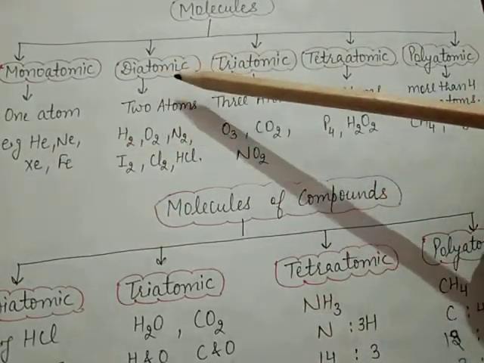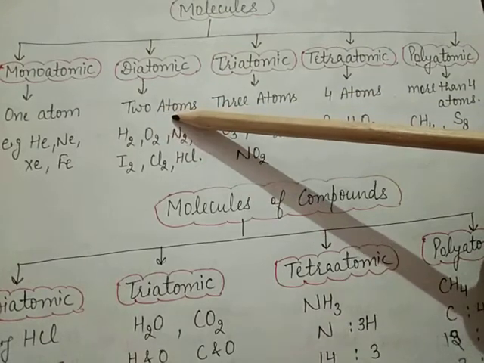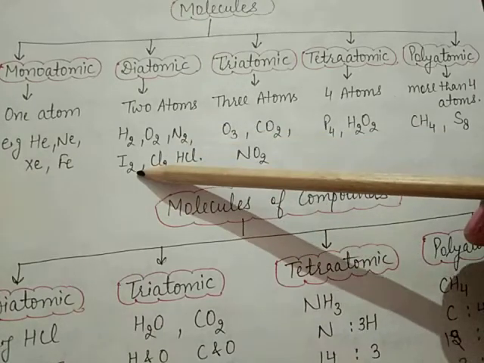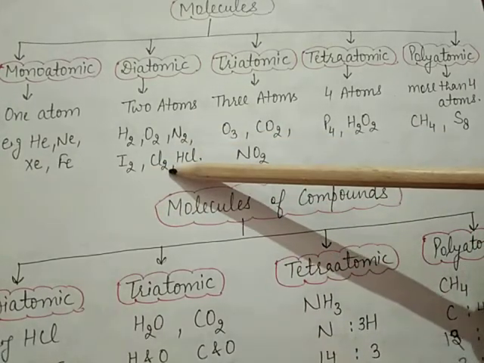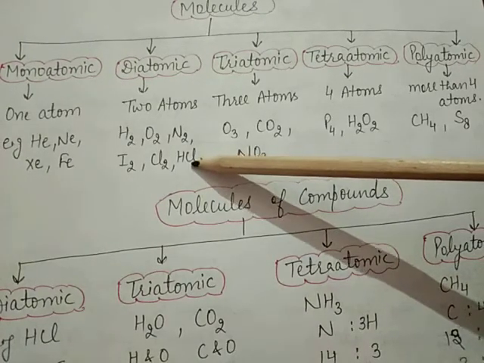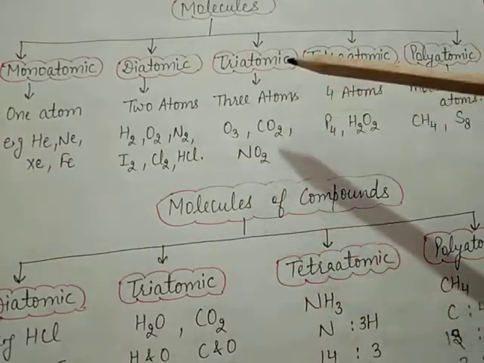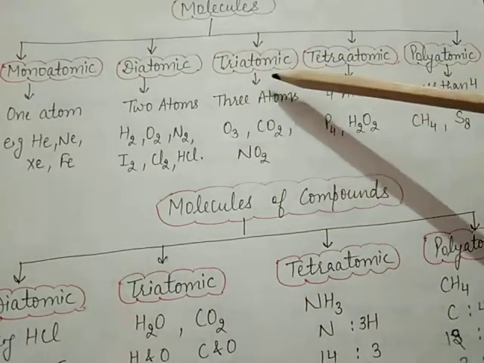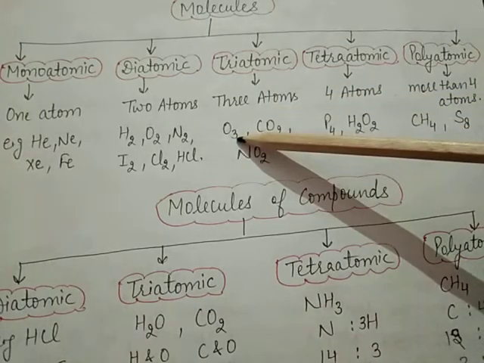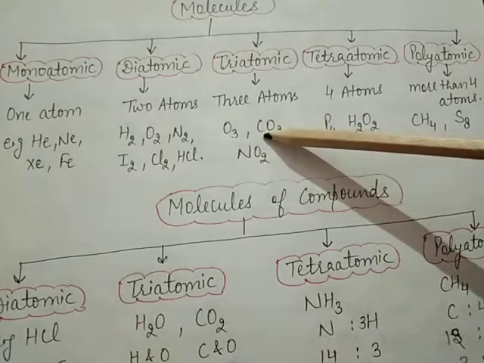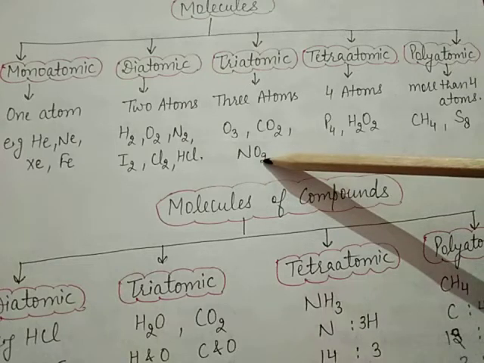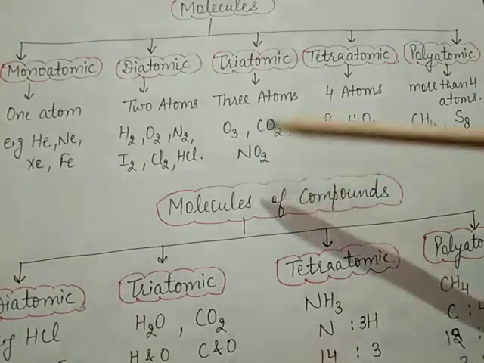Diatomic. Di means two, atomic means atom, made up of two atoms, like H2, O2, N2, I2 iodine, Cl2 chlorine, and HCl, one atom of hydrogen and one atom of chlorine, so in total two atoms. Triatomic. Tri means three, made up of three atoms, like O3, made up of 3 oxygen atoms, CO2, 1 carbon and 2 oxygen atoms, and 1 nitrogen and 2 oxygen atoms, which form the NO2 molecule.